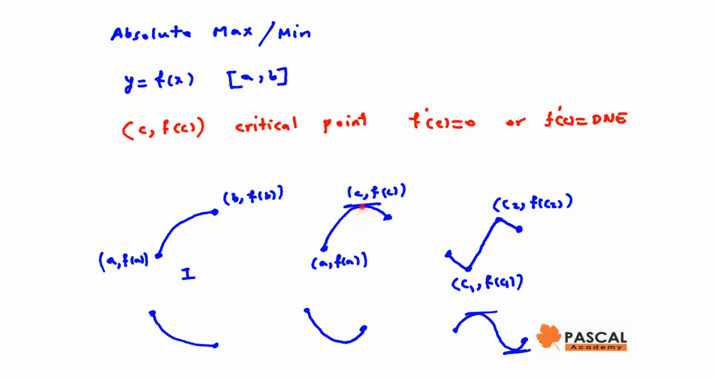Maximum, absolute maximum, where derivative is 0. Absolute minimum, when derivative does not exist. Absolute maximum at endpoint, at the beginning. Absolute maximum at the endpoint, at the end. You can verify the statement by looking at the graph of different functions.